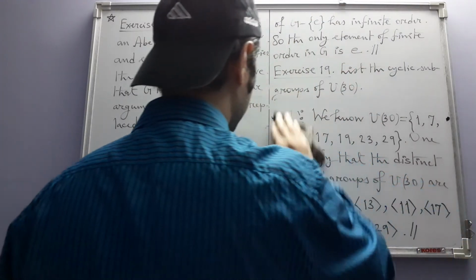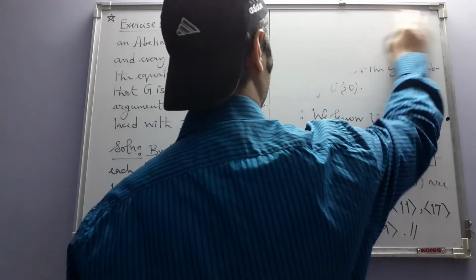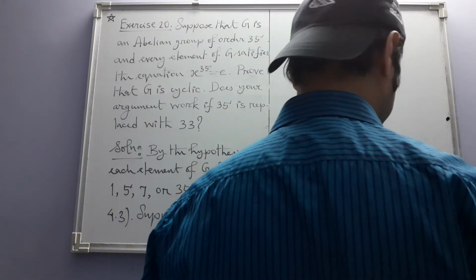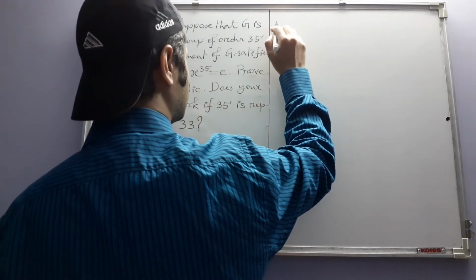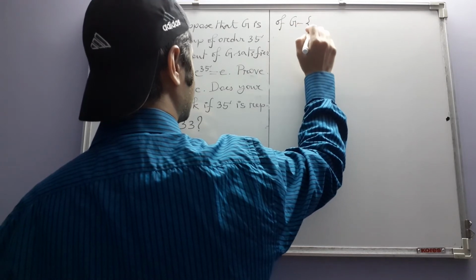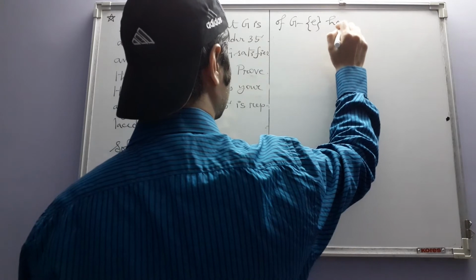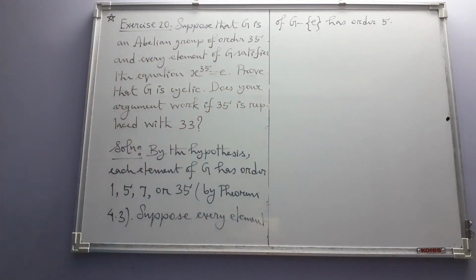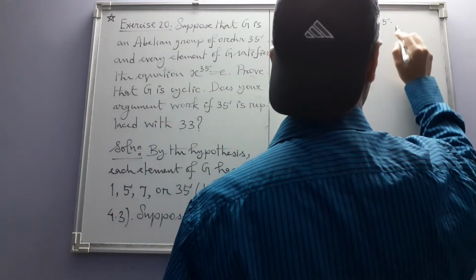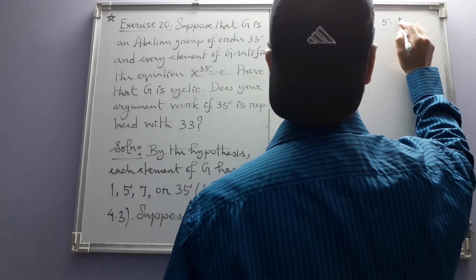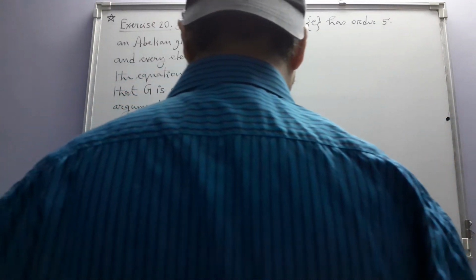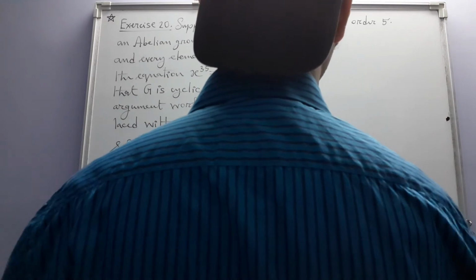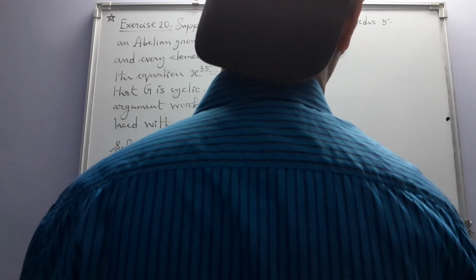Suppose every element of G that is different from e has order 5. What happens if all non-identity elements have order 5? Is it given to be an abelian? Okay, yes, it is an abelian group.